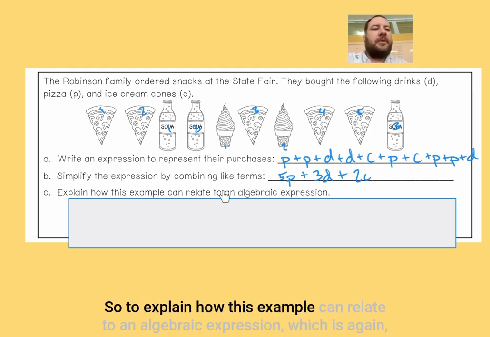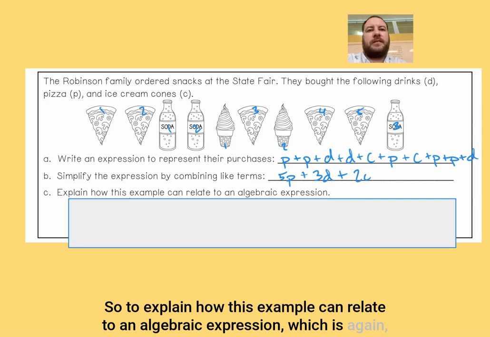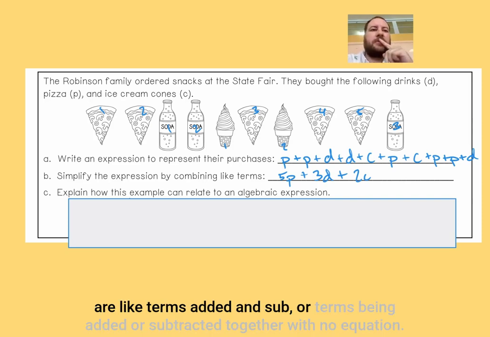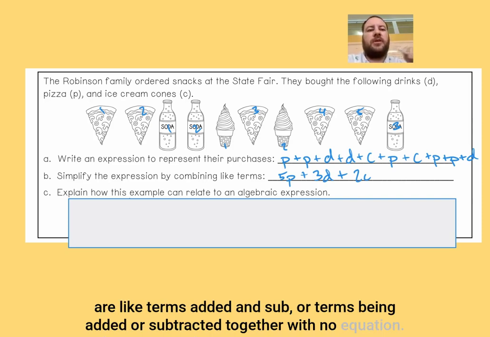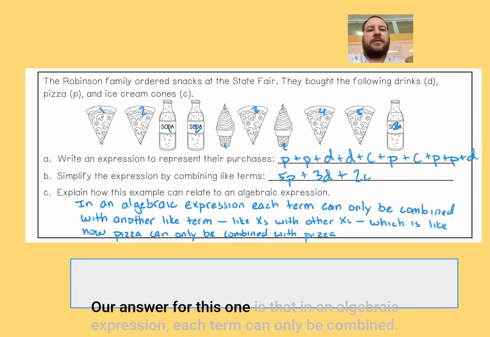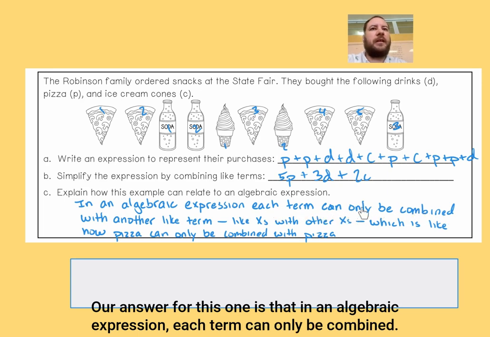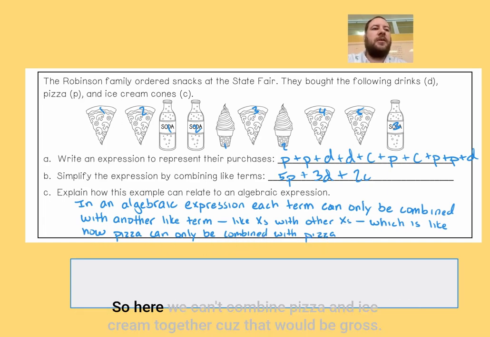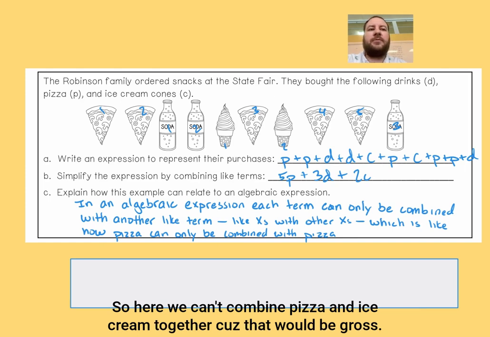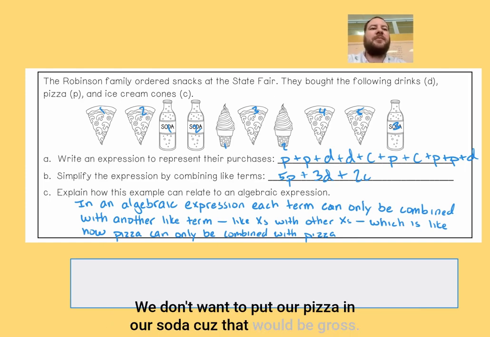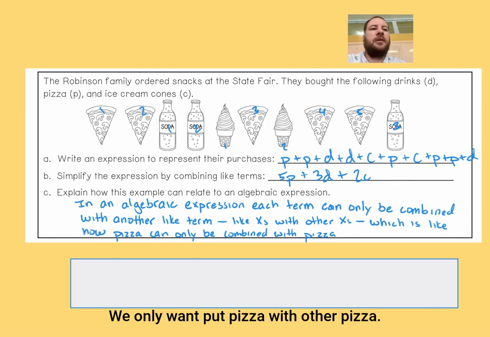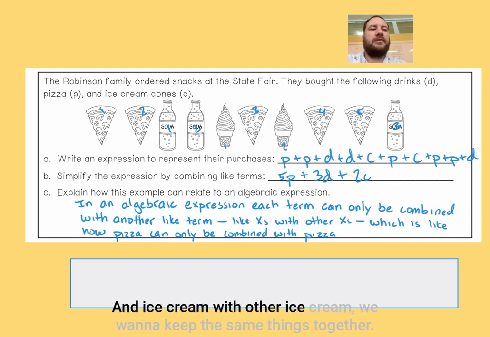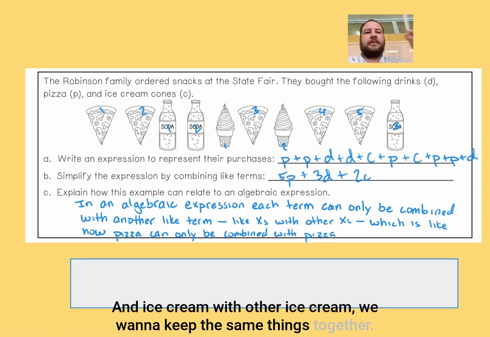To explain how this example relates to an algebraic expression, which is again like terms being added or subtracted together with no equation: in an algebraic expression, each term can only be combined with another like term, like x's with other x's, just like pizza can only be combined with pizza. We can't combine pizza and ice cream together because that would be gross. We don't want to put our pizza in our soda. We only want to put pizza with other pizza, drinks with other drinks, and ice cream with other ice cream. We want to keep the same things together.